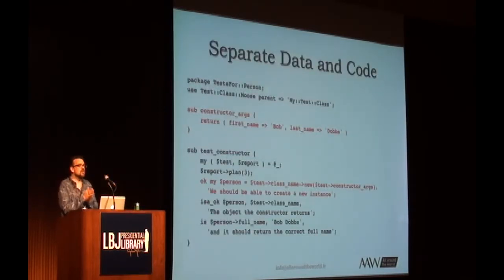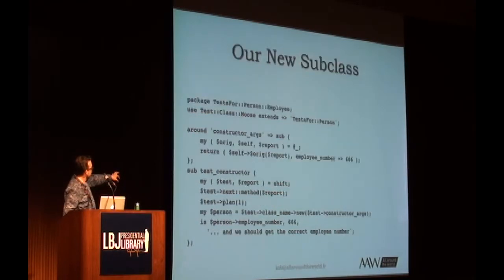So the key is you need to separate your data and your code. There are many, many different ways of doing this. In this particular case, you'll notice I have a method called constructor_args. Because that does not begin with test_, Test::Class::Moose is going to ignore it. So it's perfectly safe. And then down here, my person equals test_class_name new with constructor_args. So I've now constructed a new object. By the way, note the plan here is 3. I decided to just add an extra test so you can get used to seeing how plans work.